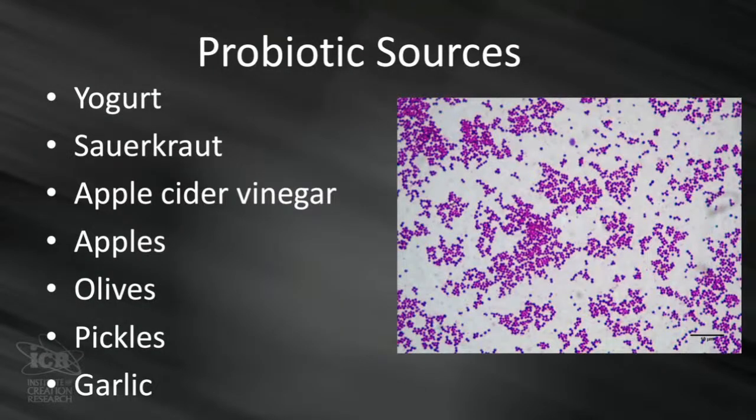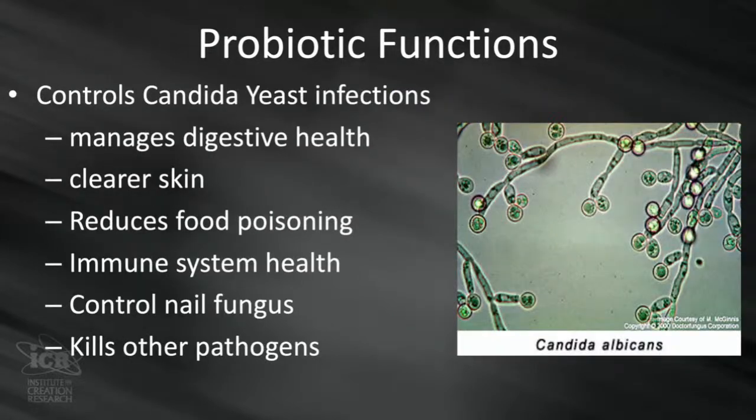Okay, sources of probiotics. And these are things which facilitate the growth of bacteria or which actually have live bacteria, which will populate the gut or wherever. Yogurt, the most common, most well-known example. Sauerkraut, another example. Apple cider vinegar, another example. Apples, olives, pickles, garlic, and there are many other probiotic sources. So for just general health, they recommend that you include these foods in your diet.